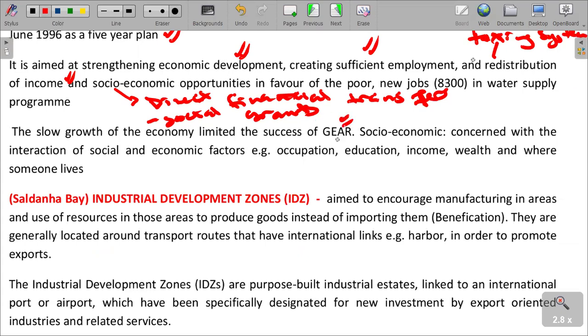Socio-economic, it is concerned with the interaction of social and economic factors, e.g., occupation, education, income, wealth, where someone lives. So it had to do with socio-economic concerns, to say it was not given to everyone. People were given according to their social ability, their education, their income, their wealth, which we can actually agree was also a redistribution plan, a redistribution strategy.